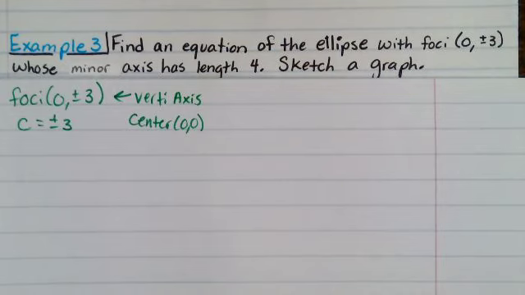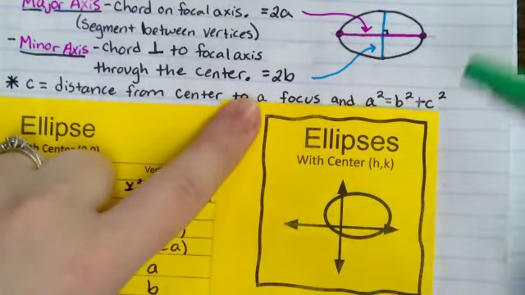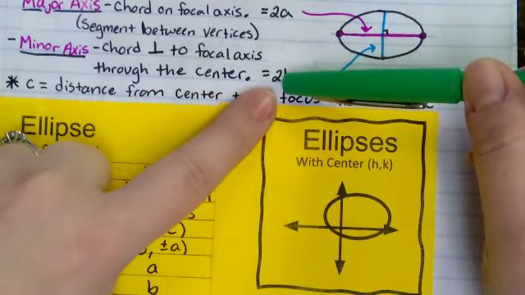I also said that my minor axis has a length of 4. Now I want you to remember what minor axis was. The minor axis has to do with the shorter axis on your ellipse, and that value is equal to 2b.